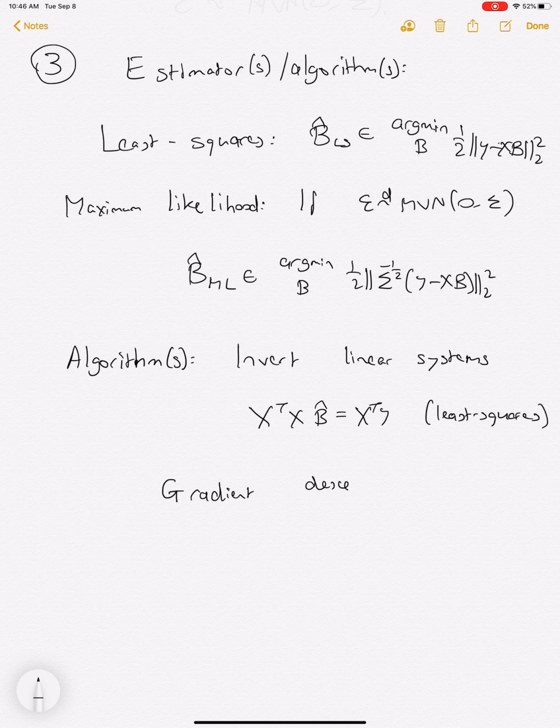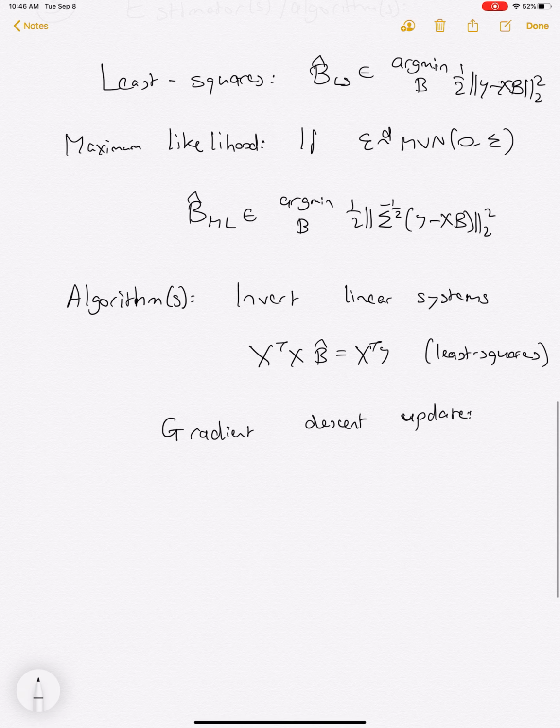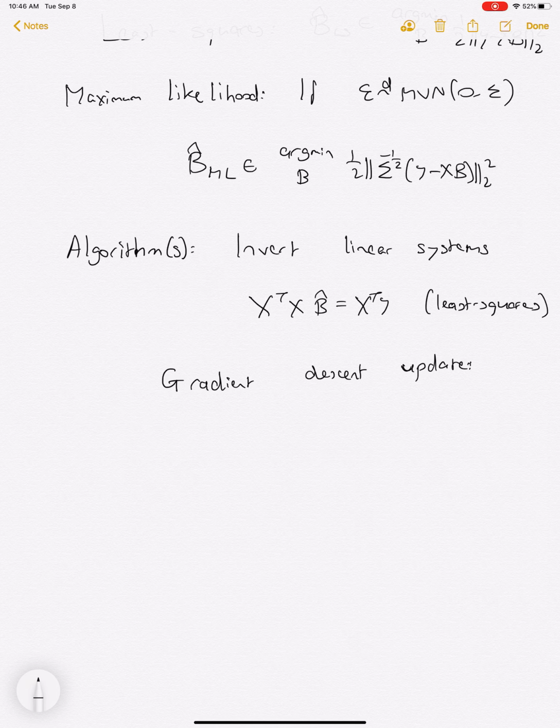One of the reasons for looking at that is that we're going to see this algorithm a lot throughout the course. And we found that the gradient descent update, because we have a quadratic, gives us nice linear updates.